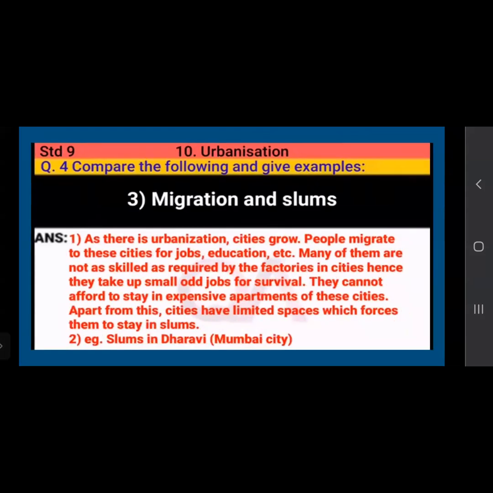Now migration and slums. As there is urbanization, cities grow. People migrate to these cities for jobs, education, etc.